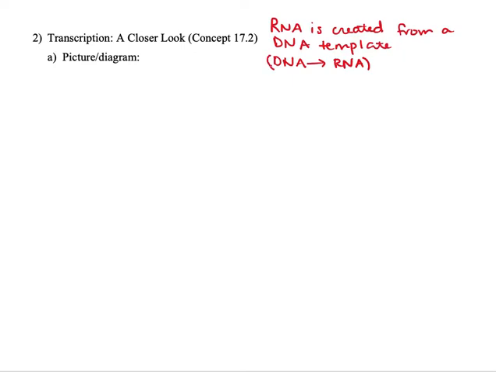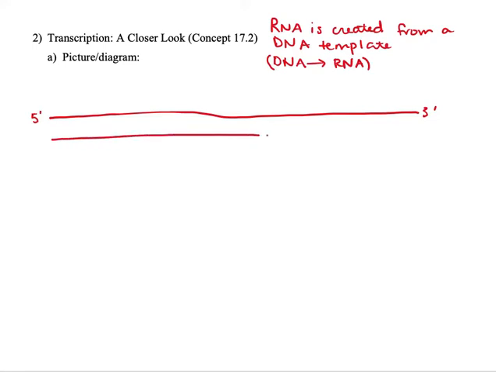Okay, so we're going to start with our DNA. So we've got 2 strands of DNA. One of the strands is going to go from 5' to 3'. And then the other strand here is going to go from 3' to 5'.